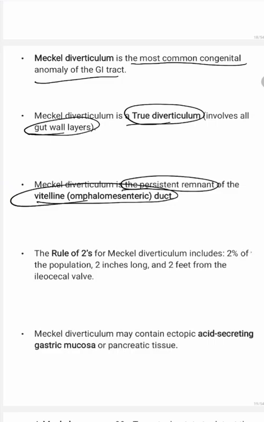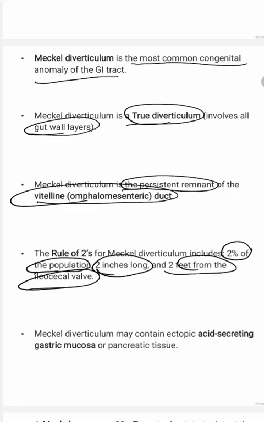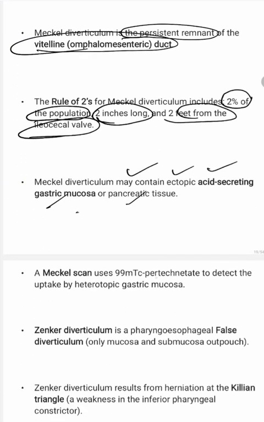So this rule of twos includes that it is present in 2% of the population. It is 2 inches long, 2 feet from the ileocecal valve. And Meckel diverticulum may contain ectopic acid-secreting gastric mucosa that can lead to bleeding. Okay, and pancreatic tissue also. Meckel scan: this uses 99mTc pertechnetate to detect uptake by heterotopic gastric mucosa.